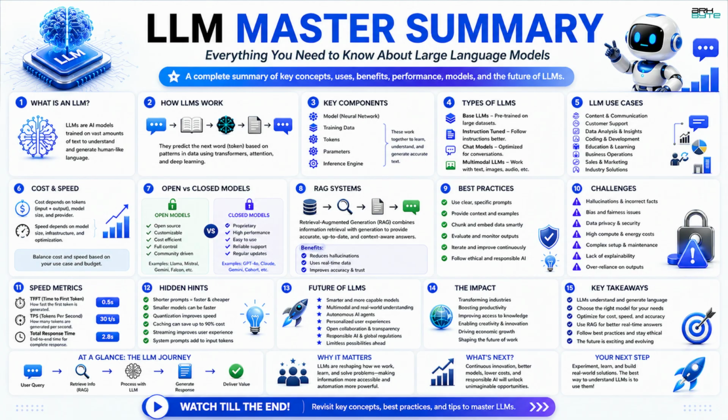For model choice, open models give more control and customization, while closed models offer convenience, support, and strong performance. We covered RAG systems where AI retrieves outside information before answering. This helps reduce hallucination and improve accuracy. Best practices are simple: use clear prompts, give context, verify outputs, and use AI responsibly. We also discussed risks like hallucination, bias, privacy, security, and over-reliance on AI.